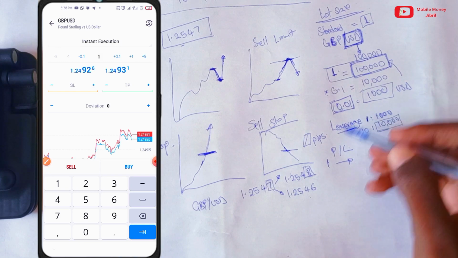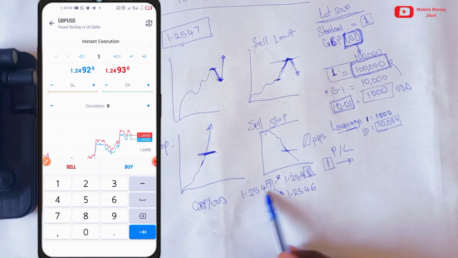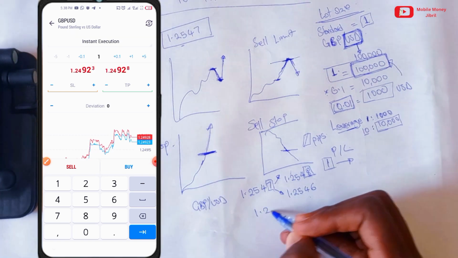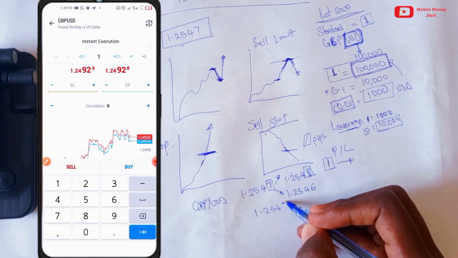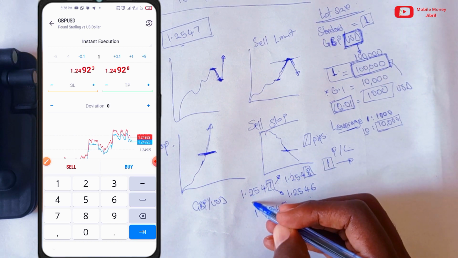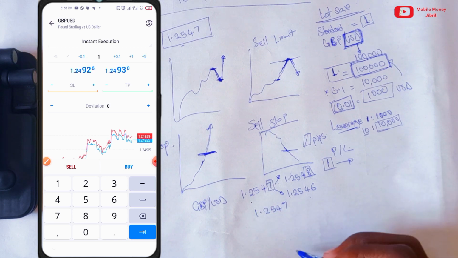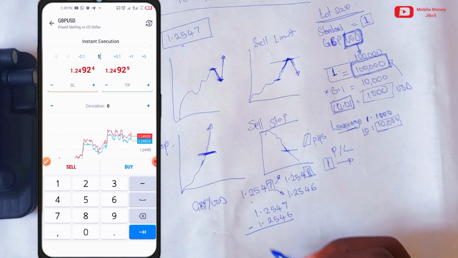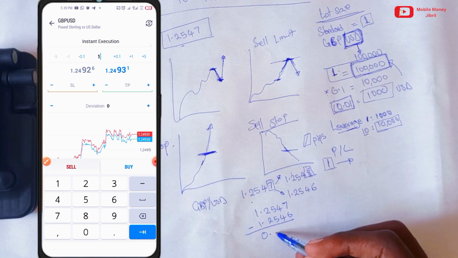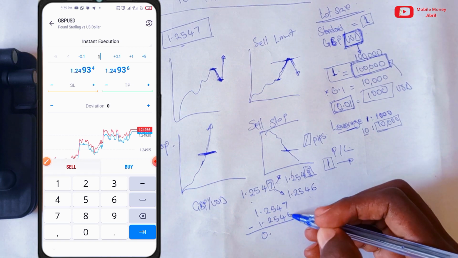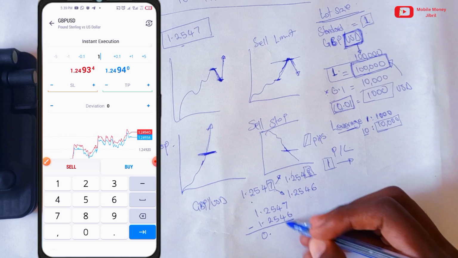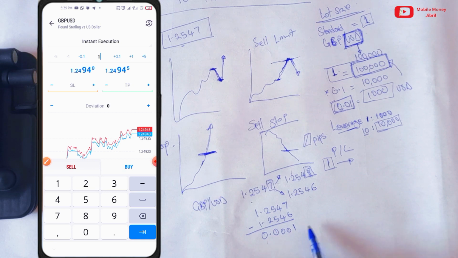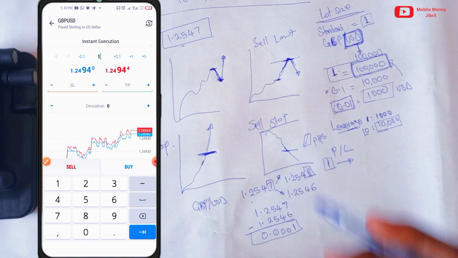So if you take a one standard lot size, let us calculate the difference. If it goes in our favor, from 1.2547 to, let me say, 1.2546, what is the difference? We want to get the difference. We start from the left-hand side: 0, 0, 5 minus 5 is 0, 2 minus 2 is 0, and 7 minus 6 is 1. So we have 0.0001. This is the difference in the movement that we have had.